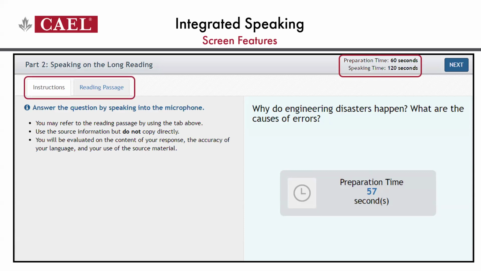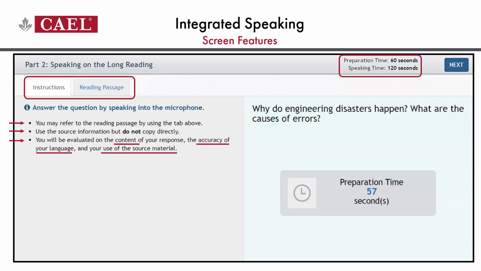You'll notice for the part 2, we have an instructional page, which we're on right now. That's why the word instructions is bolded in white. And the instructions page tells you what you should already know before you take CAEL. We just talked about this. We have to use information from the reading passage. We should be using our own words as we speak. And that big long checklist tells us our content, our language use, and our source material usage too is going to help determine the score.